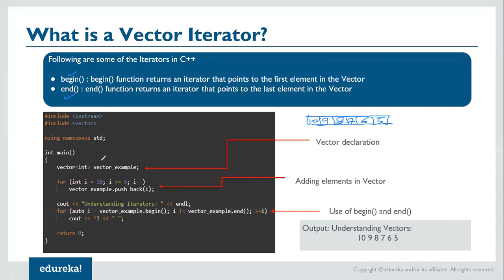So this particular statement is a vector declaration. I'm saying that I want to create a vector which will hold the integer data type, and the name of the vector is vector_example. Now I'm running a for loop and putting values in the vector. Initially when the vector was created, it was empty. So one by one, I'm pushing the elements at the end of the vector. The vector will have first 10, then 10 followed by 9. This way, after this loop is executed, this is how the vector will look.